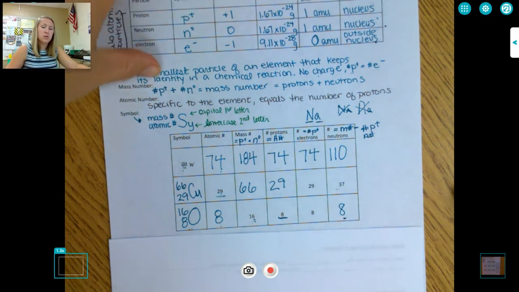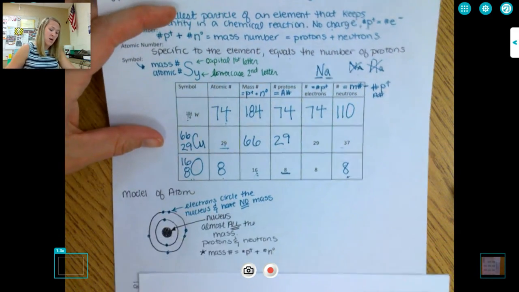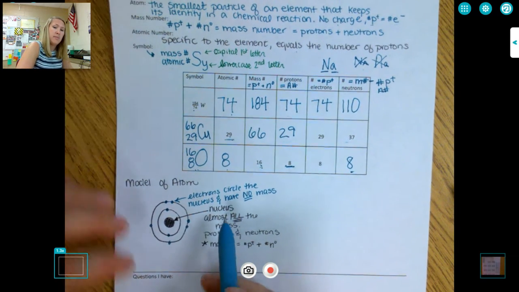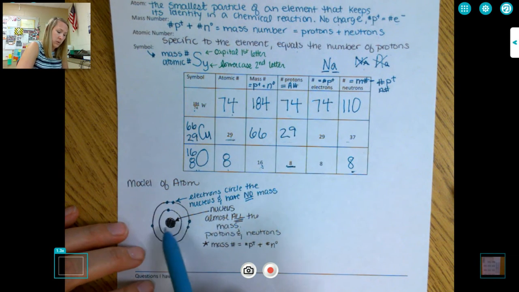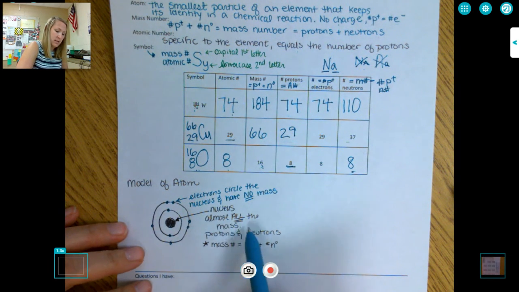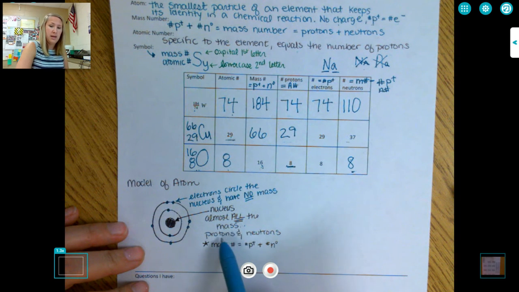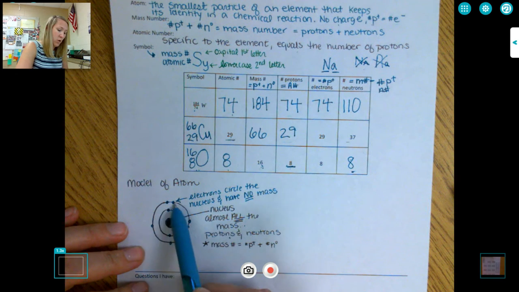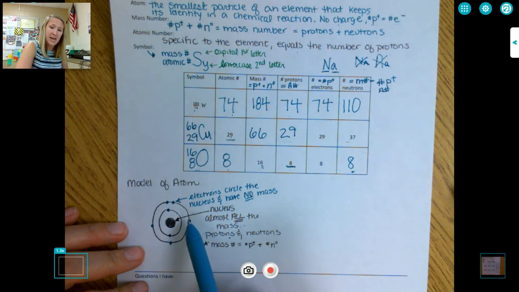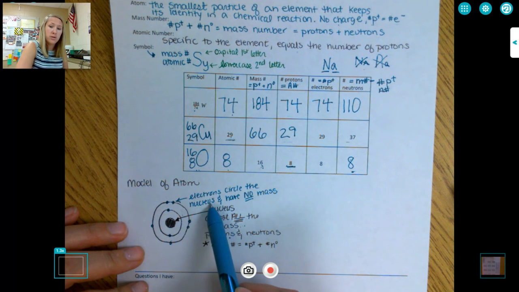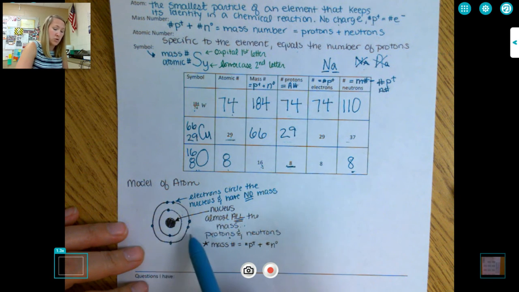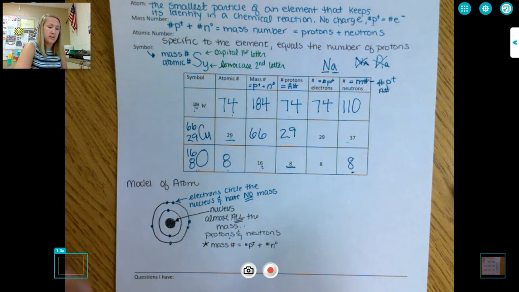Okay. So just a quick refresher on our model of the atom. So we said the model of the atom is made up of a nucleus. Inside our nucleus has all of the mass of our atom. It has our protons and our neutrons. Protons and neutrons added together equal our mass number. Around the nucleus and all of the empty space are the electrons. The electrons circle the nucleus, and our electrons have no mass. And so eventually we'll be able to draw these Bohr models for all of our elements.